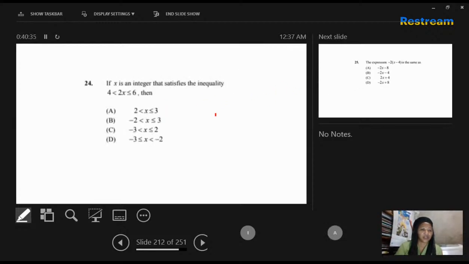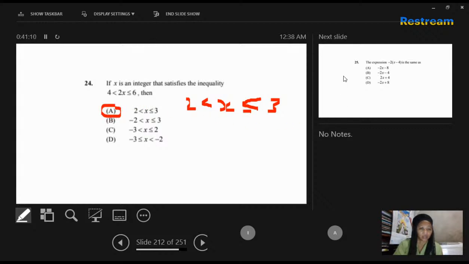All right. Number 24. If x is an integer that satisfies the inequality 2x is greater than 4 and less than or equal to 6, then, all right, we can divide everything here by 2. So we'd end up with x less than or equal to 3.